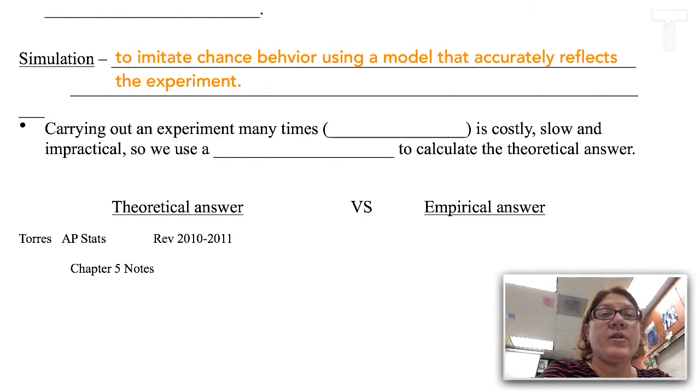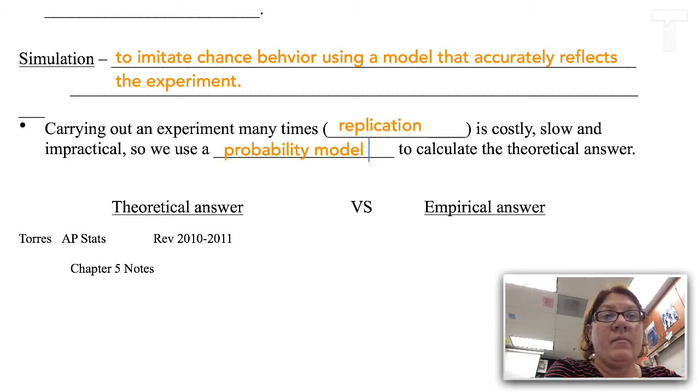So the next piece we want to talk about is simulation. Remember that we can't actually do all experiments. Sometimes they're morally or ethically not feasible. Sometimes just financially it's not feasible. So I have to be able to figure out a way to imitate chance behavior. And I want to use a model that accurately reflects the experiment. So I have to take into consideration what are the possible probabilities for each outcome of the event. And then I'm going to use those probabilities to actually do a simulation.